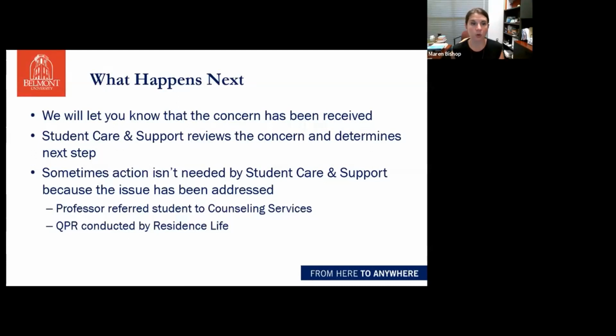So what we will do is we'll read the concern and then determine what the next step might need to be. Now, sometimes action isn't needed by a student care and support team member because the issue has already been addressed. So maybe the resident director had to conduct QPR, for example, or a professor referred the student over to counseling services. So the primary issue has been resolved. We might follow up with the student just to check in with them at a later point, but the initial issue has been taken care of.